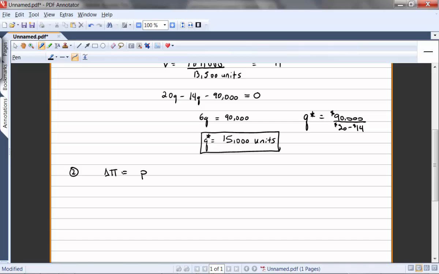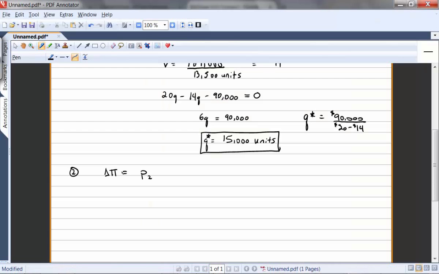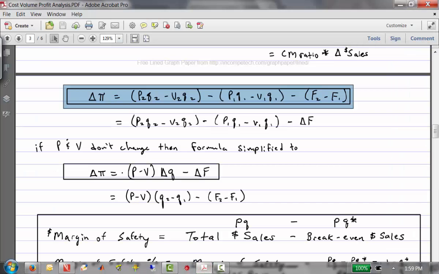so we're changing the fixed expenses because we're making advertising go up by 8,000. Advertising is a fixed expense. And we're also changing Q, the number of units, so we're changing P times Q. Price times quantity is sales dollars, and it is going up by 70,000. So we can use this equation: P2Q2 minus V2Q2 minus P1Q1 minus V1Q1 minus F2 minus F1. That's just the change in profit equation from lecture notes right here.